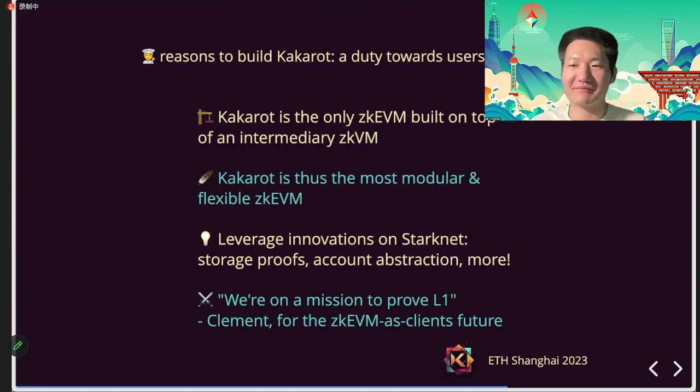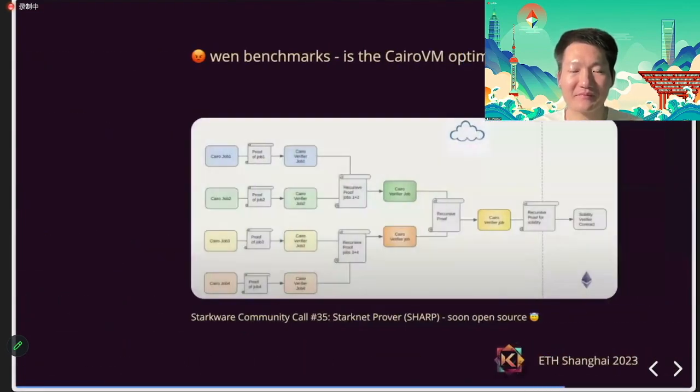Essentially, Kakarot is going to eventually be able to prove L1 blocks, and this is going to fit right into the Ethereum ecosystem roadmap. We're going to release benchmarks very soon.